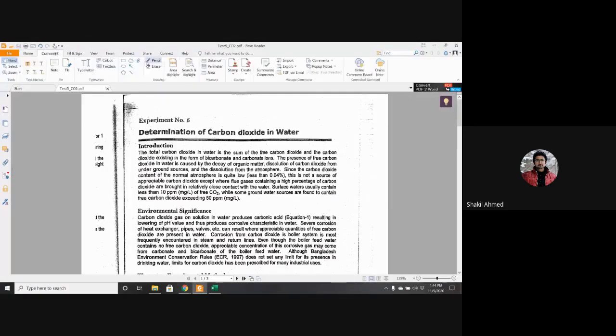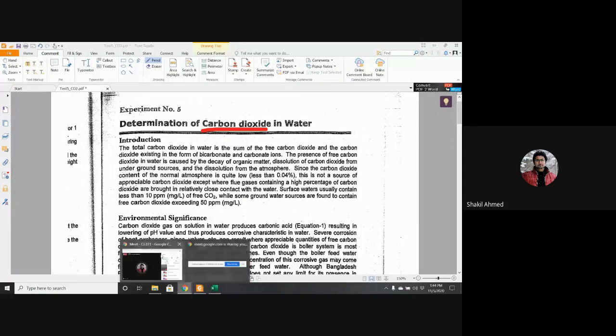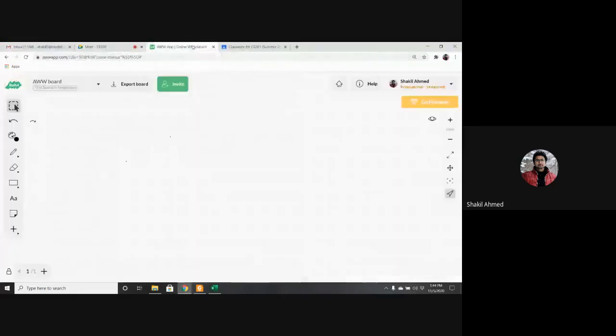Today we will discuss how to determine the carbon dioxide in water. Carbon dioxide in water. So where does this carbon dioxide come into the water?